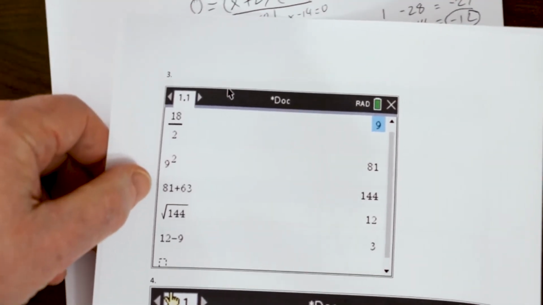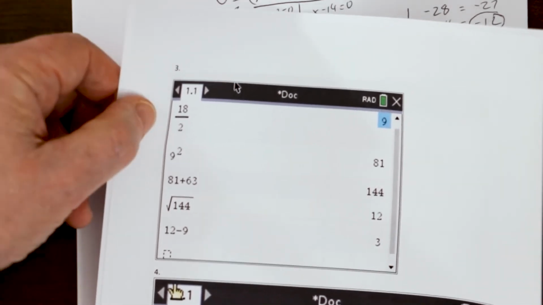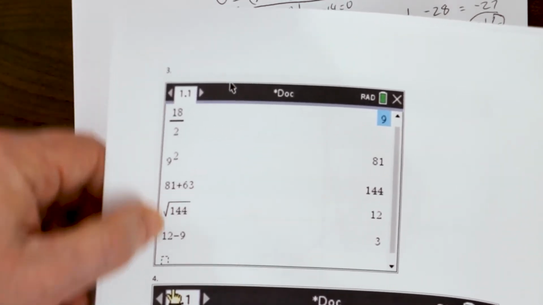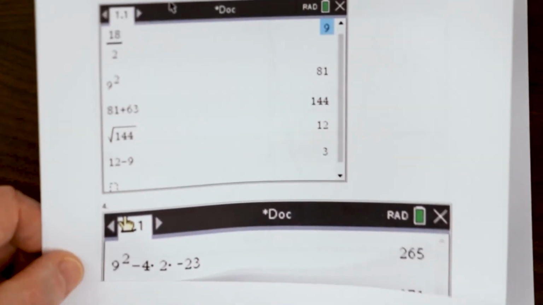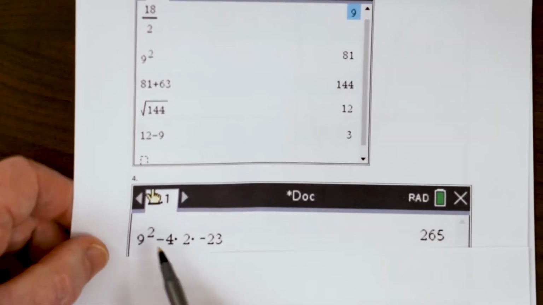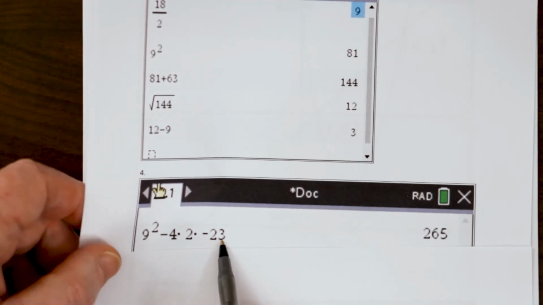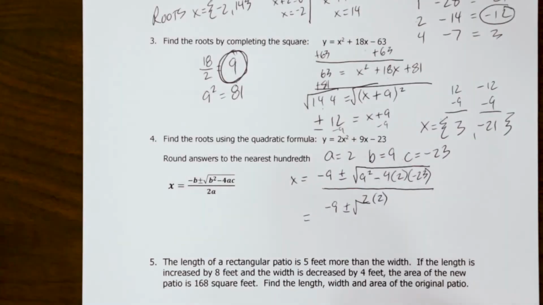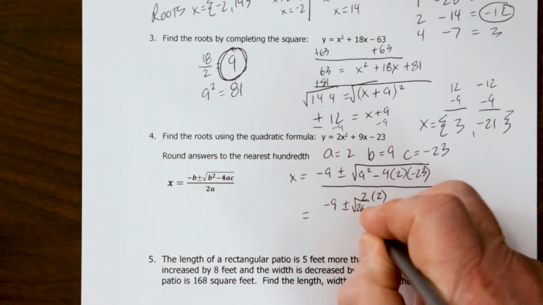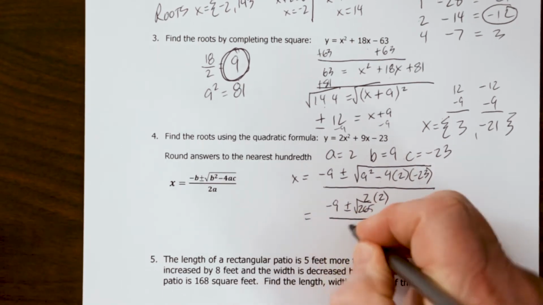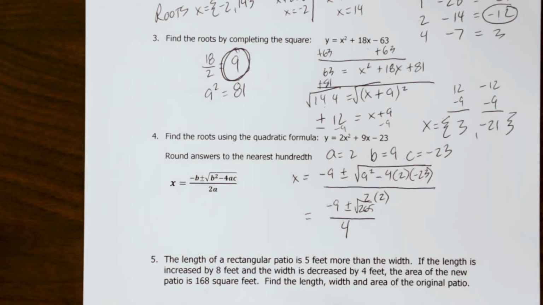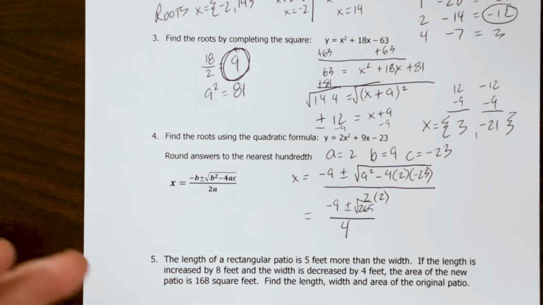Well, on number 3, I did do all the work out for you in the calculator to show you the 18 divided by 2, squaring it, adding it. Anyway. All right. So here's my 9 squared minus 4 times 2 times negative 23, and that gives me 265. 265 over 4. Okay. Now that would be the exact answer.